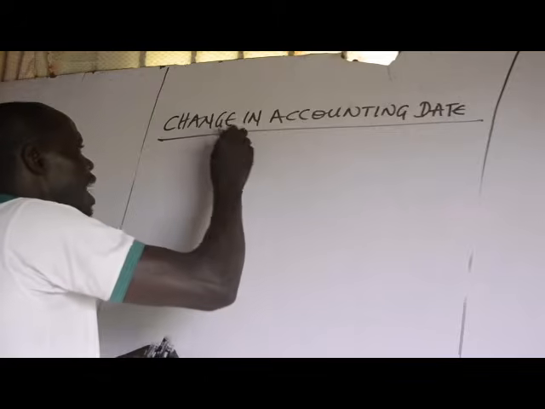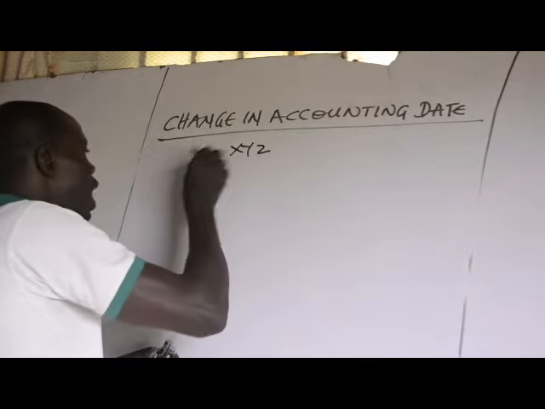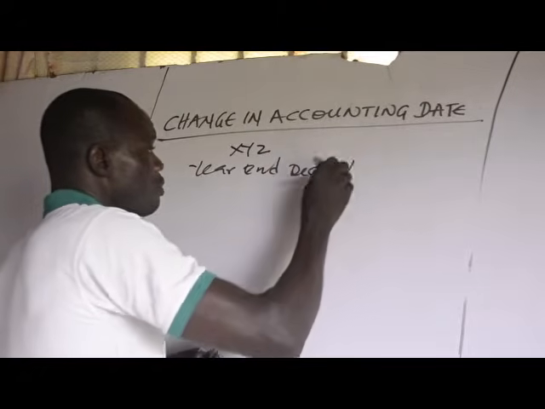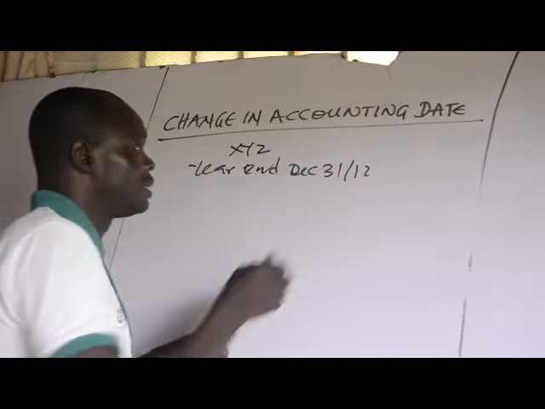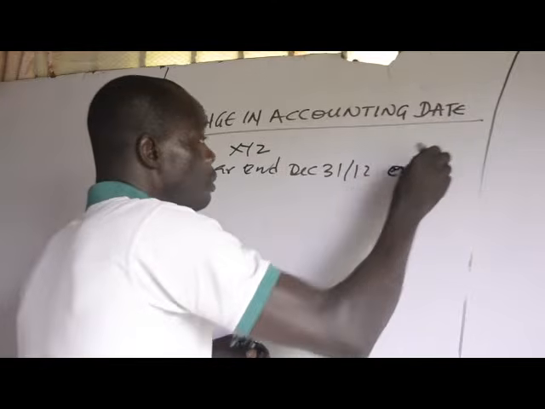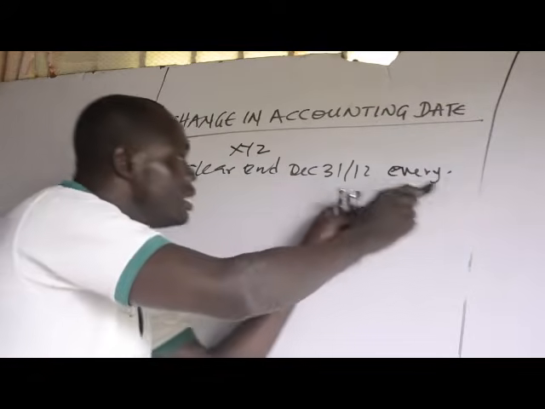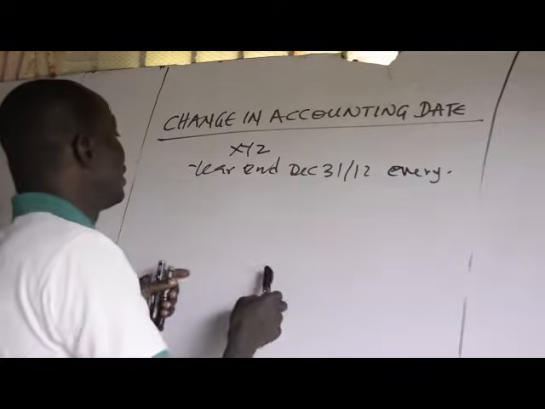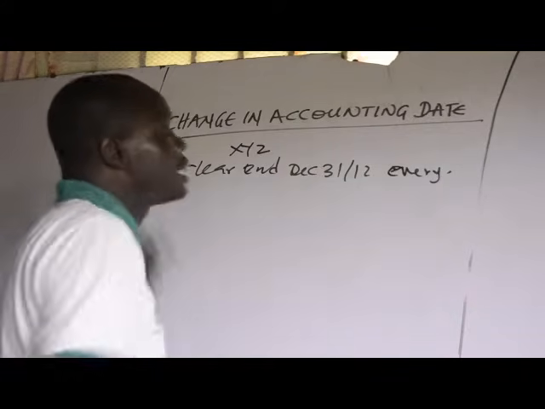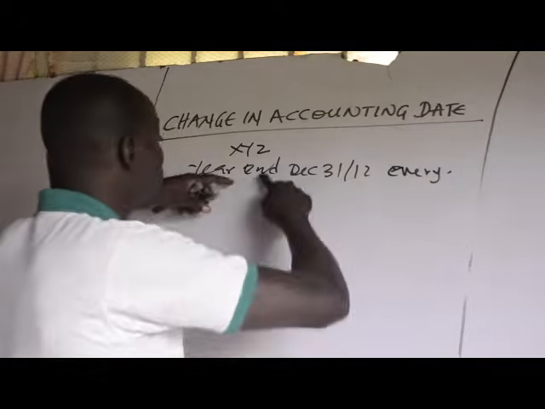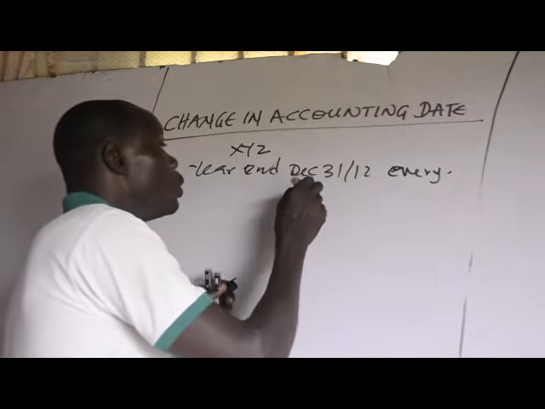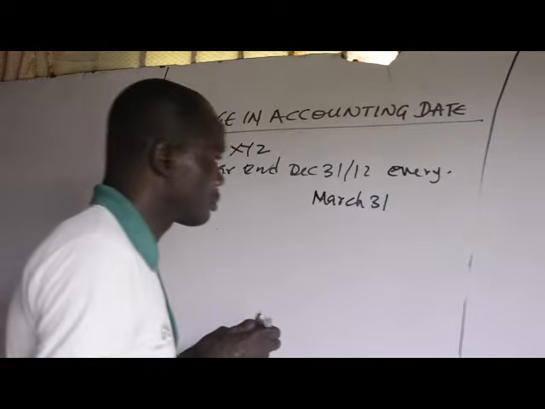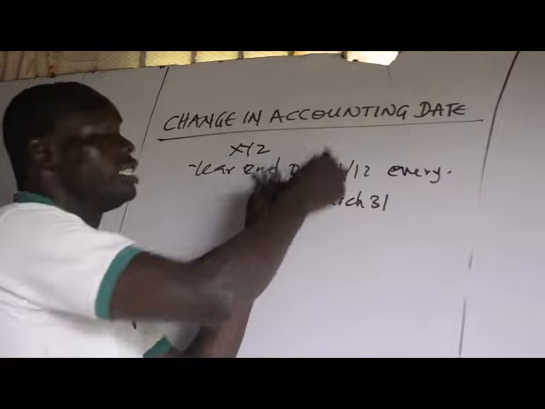Suppose the year end of XYZ Limited is December 31st of every year, but as at this year end, the staff may be so busy that they may not have time to formalize their accounts. So they might decide to change their year end to maybe March 31st every year. So that means the business year end has changed.